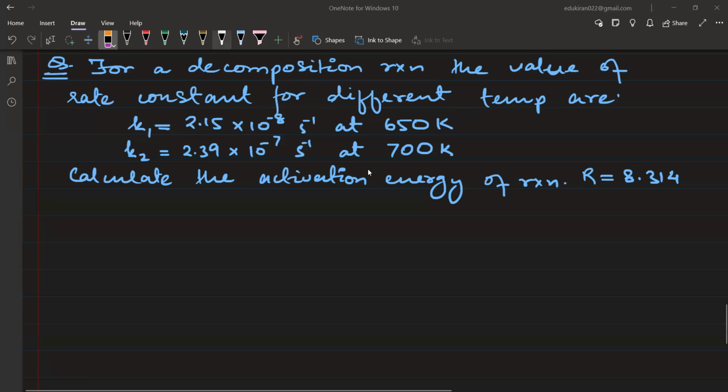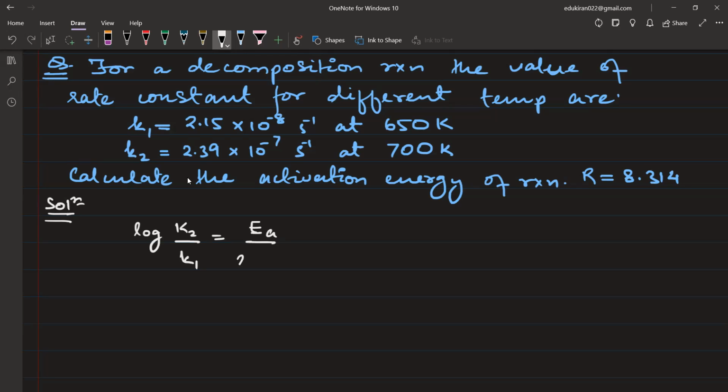Okay, see, I hope you guys are not calculating यहीं पे सारा कुछ. Okay, please see. Log of K2 upon K1. ठीक है, चलेगा. Not exact, but it is fine. Log K2 upon K1, it is equal to how much? EA upon 2.303. And in bracket, what do we have? T2 minus T1 upon T1 into T2. हाँ ठीक है, approximately सही है सारा.